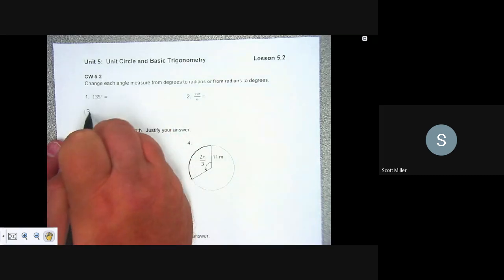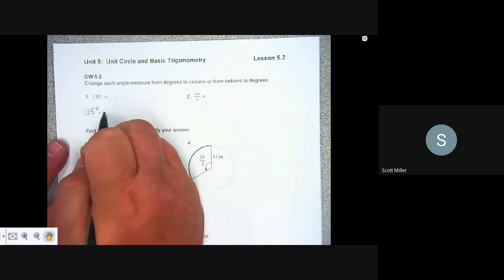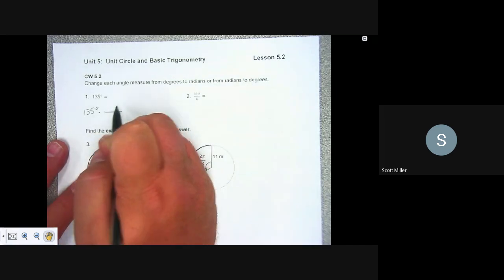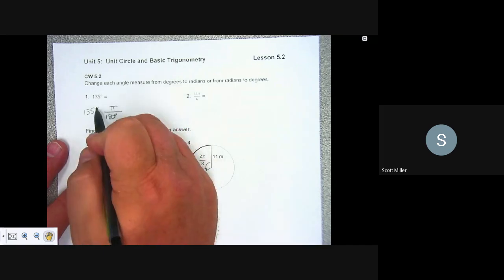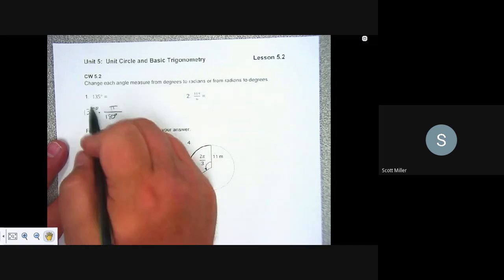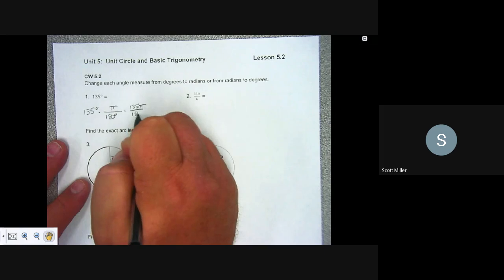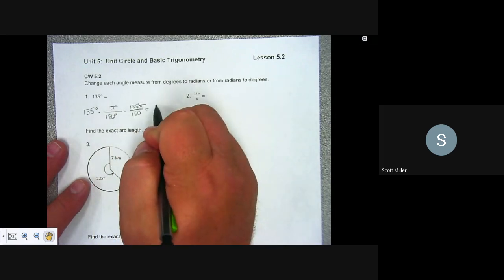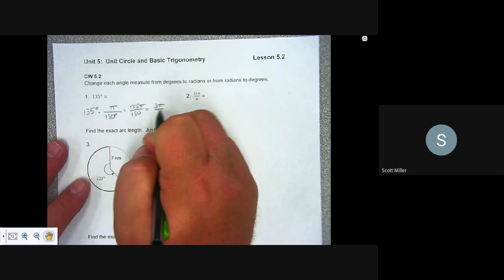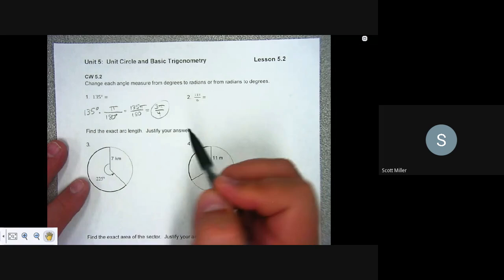So 135 degrees changed to a radian. I'm going to convert it by multiplying by the conversion factor, pi over 180. I know to put 180 in the bottom because I've got to get rid of the degree, so they're going to basically cross out. You're going to reduce and multiply this out over 180. And when you do, I think 45 goes into both of these, and you're going to get 3 pi over 4. So 135 degrees is 3 pi divided by 4.